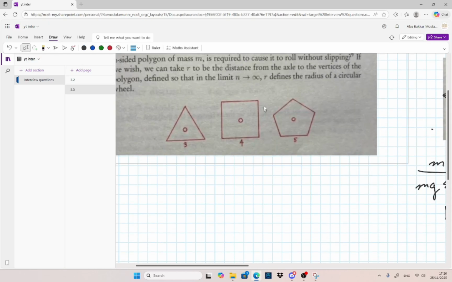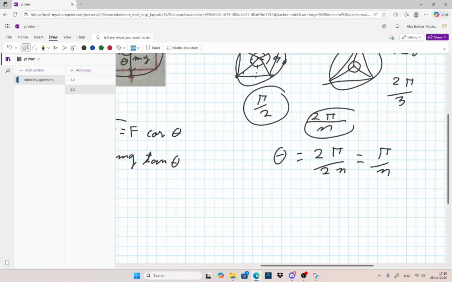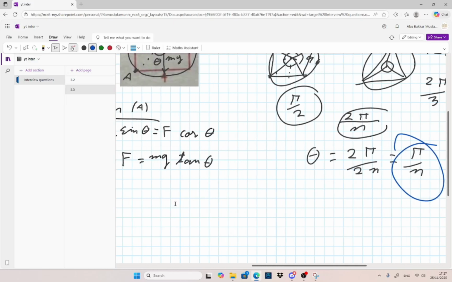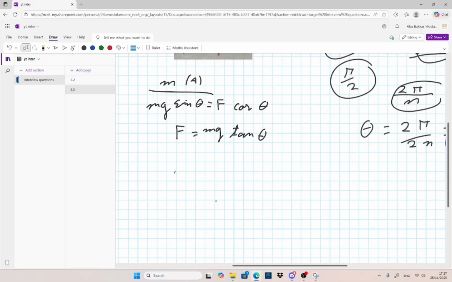To answer the question, it's asking what happens as n tends to infinity. As n tends to infinity, this angle becomes much smaller, infinitely smaller. So it approximates tan 0, and tan 0 is equal to 0. So we can see that as n tends to infinity, the force F tends to 0, because tan becomes increasingly smaller, meaning that F also becomes increasingly smaller. This is why circles are the most effective shape, because you basically need no force to keep them rotating. The tiniest little push is going to make the circle rotate.